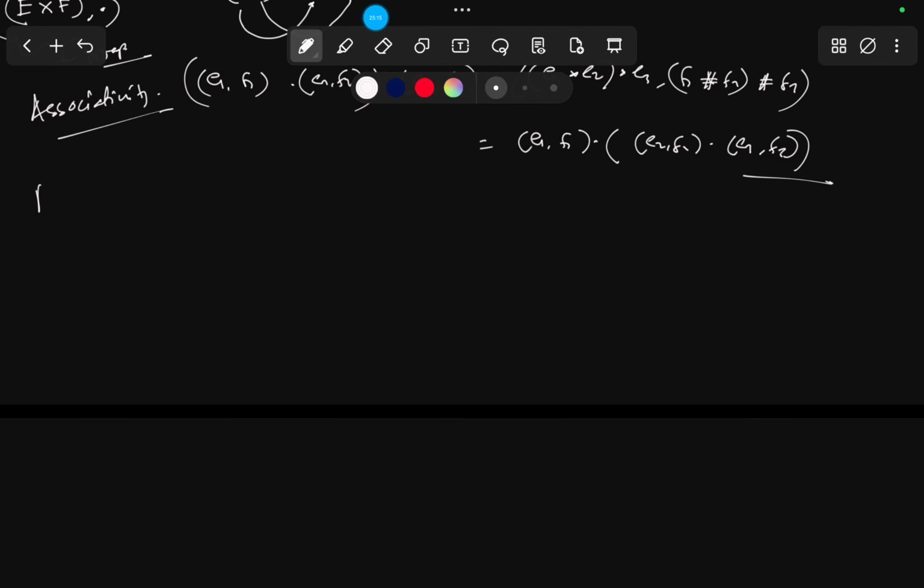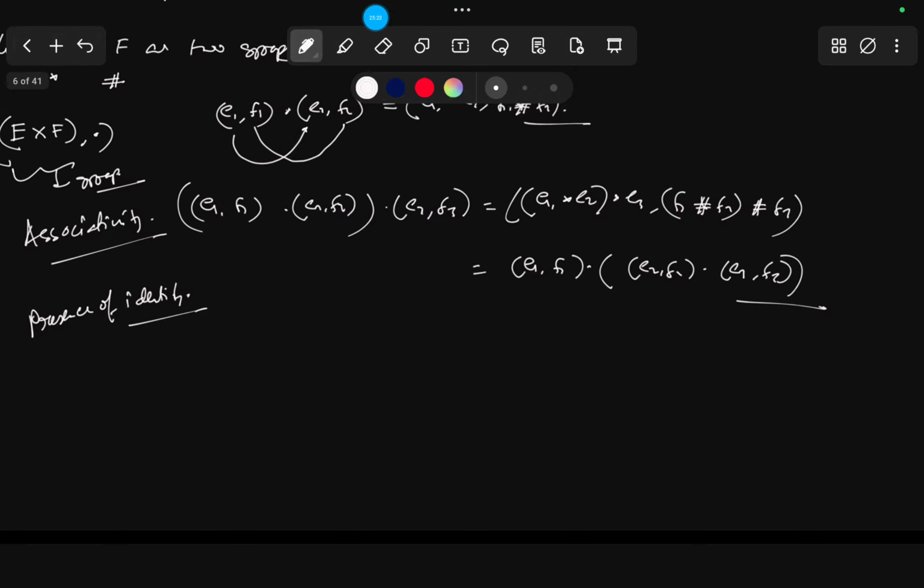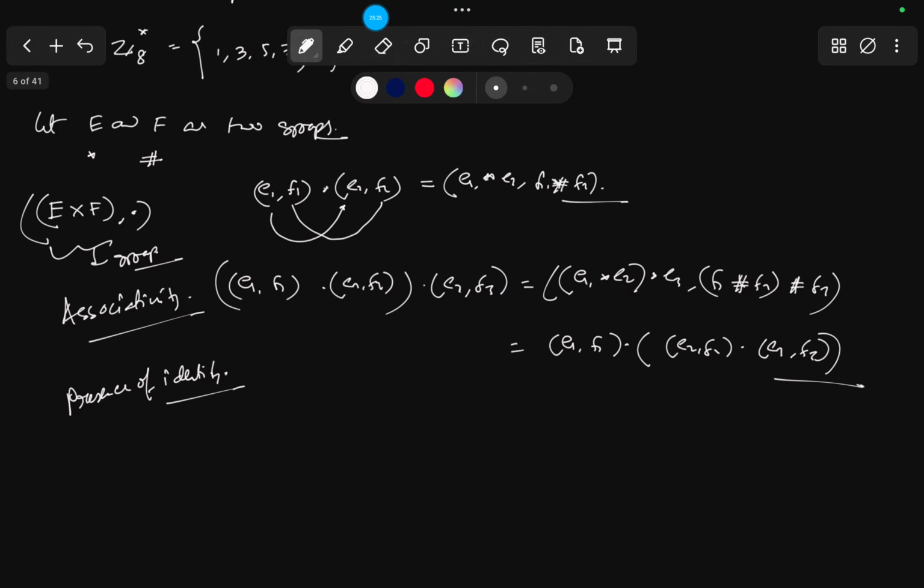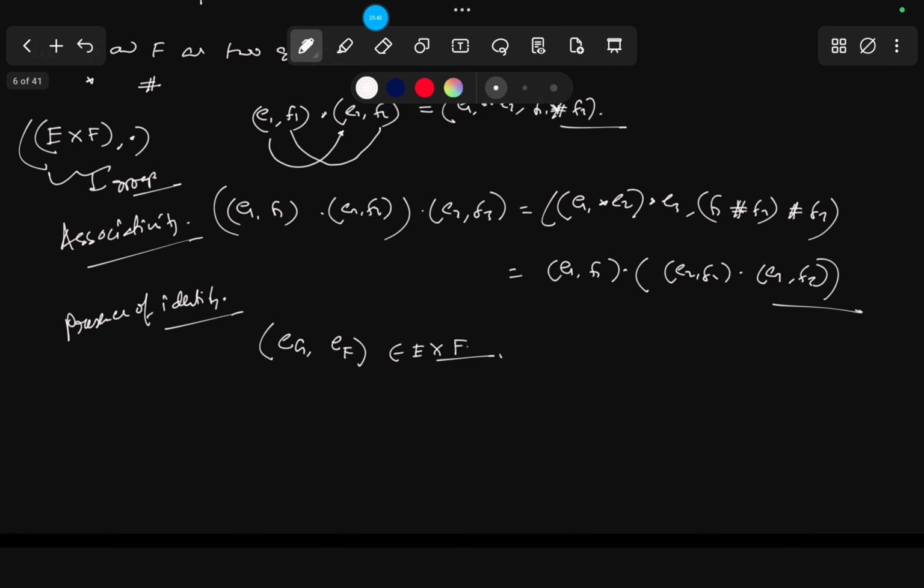Secondly, presence of identity. Since E and F are both groups under different binary operations, I can take the identity element of E and the identity element of F and make that a tuple. So this belongs to E cross F. This is the identity.